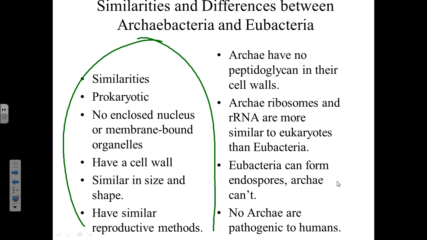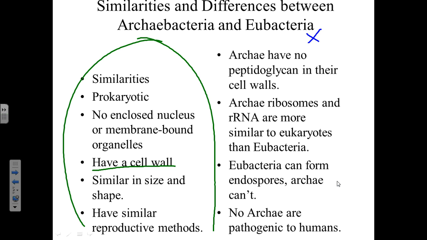They're both prokaryotic. Neither one of them has an enclosed nucleus or membrane-bound organelles. They both have cell walls. They're similar in size and shape. They're also similar in terms of how they reproduce. But what makes them different are these things over here.